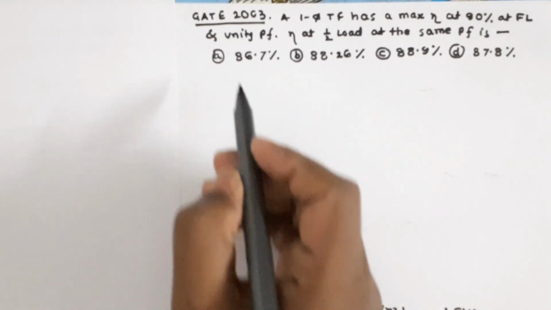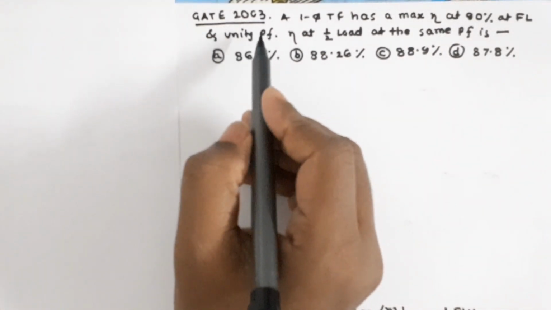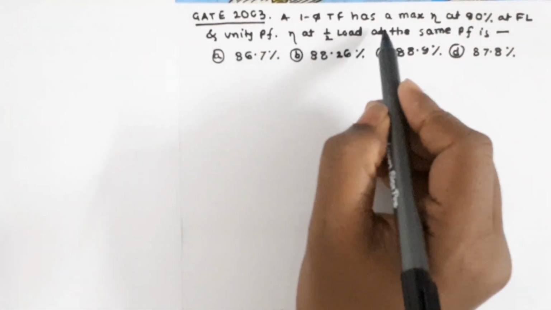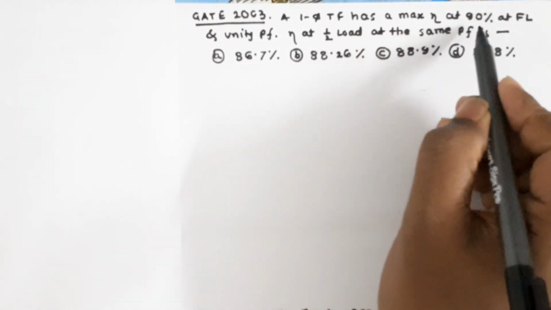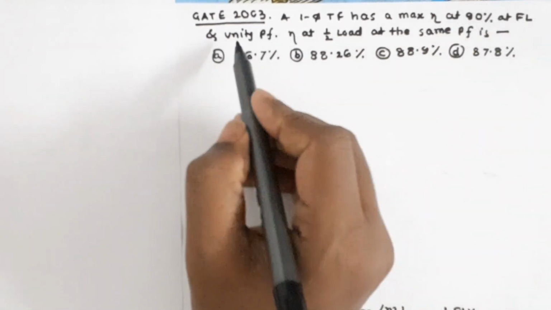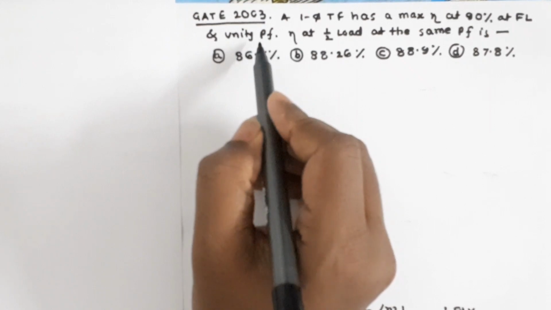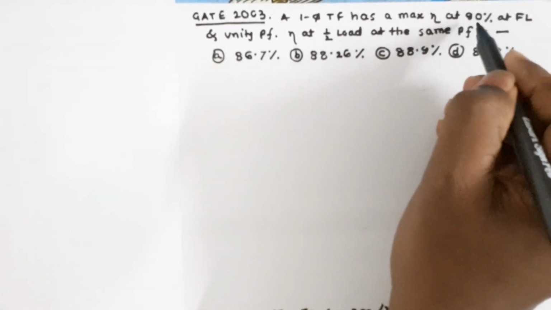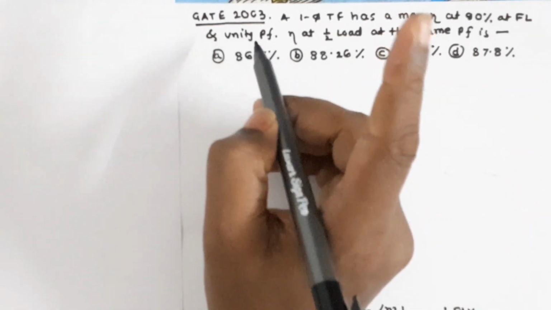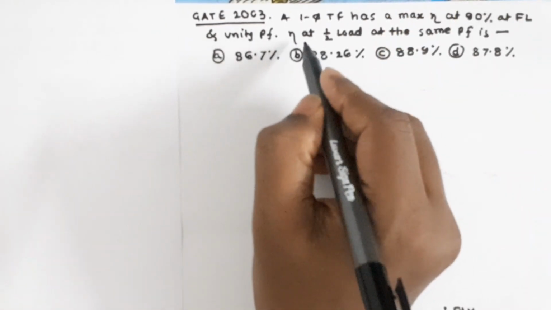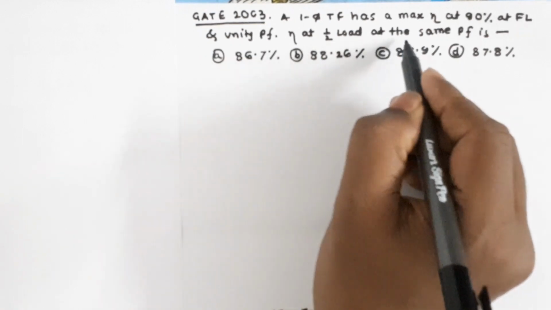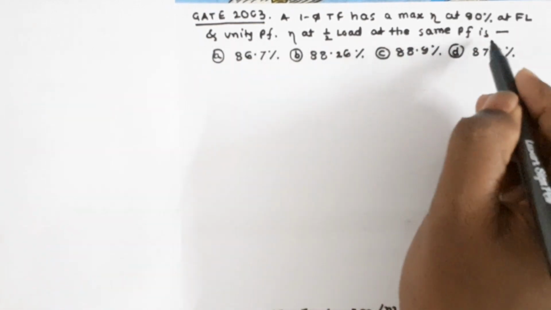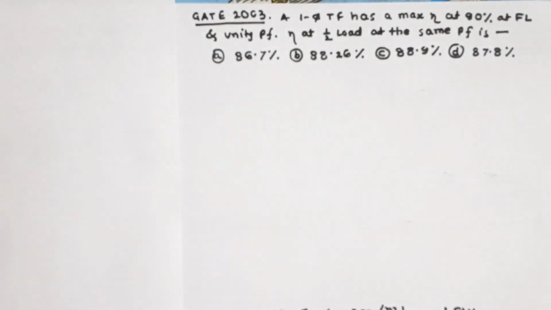Practice another numerical, GATE 2003. A single phase transformer has a maximum efficiency of 90% at full load and unity power factor. That means maximum efficiency is 90%, then the power factor will be unity, 1. Efficiency at half load at the same power factor, that means unity power factor, is asked, with 4 options.